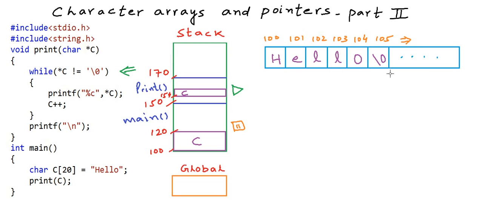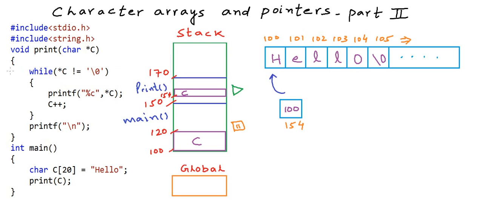The sixth character is a null character, and the first 5 characters are the characters of the word hello. Now we have this another guy, which is C of print, which is a character pointer at address 154 that stores address 100, so it points to the first element of the array.